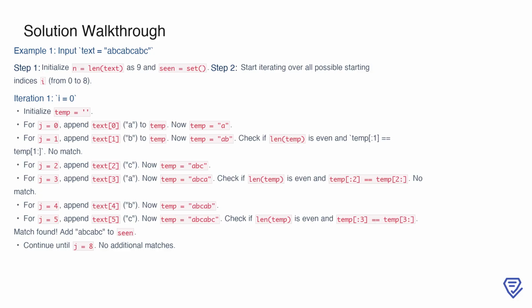For instance, when temp becomes abcabc at j equals 5, the first half abc matches the second half abc, so we add abcabc to the seen set. The process continues until j equals 8, but no additional matches are found in this iteration.